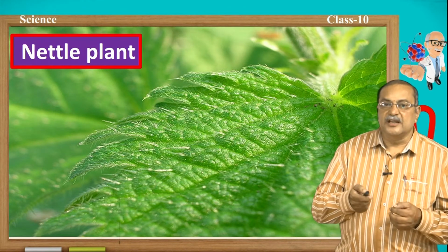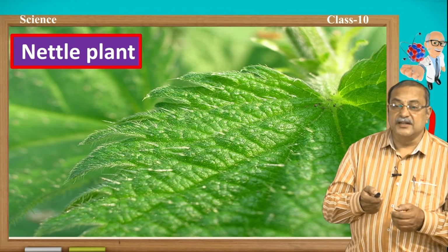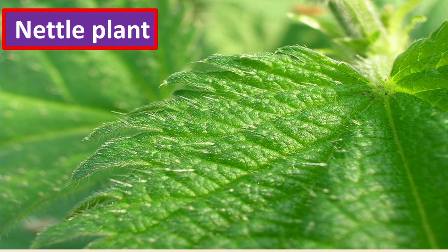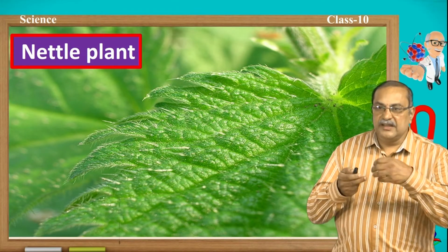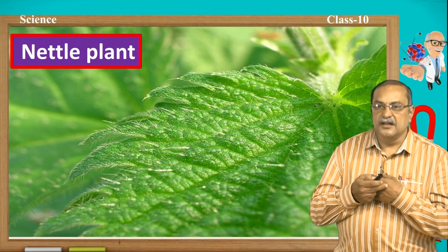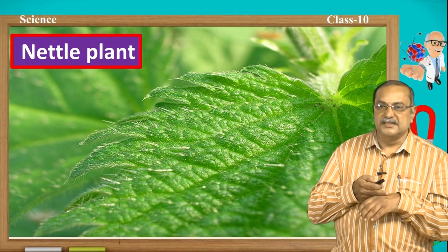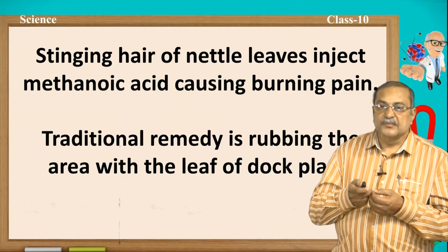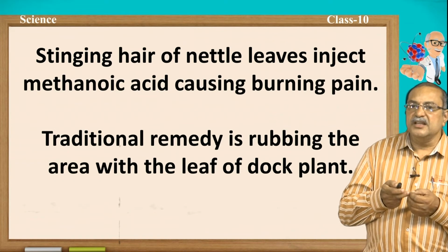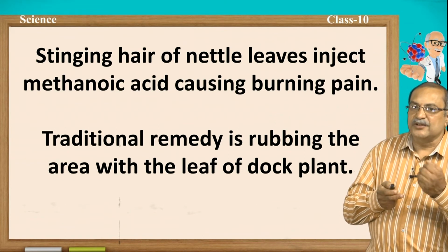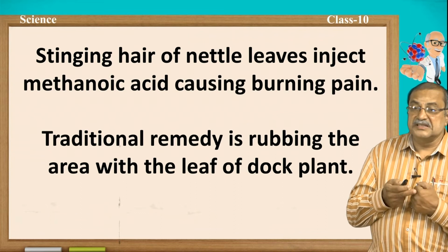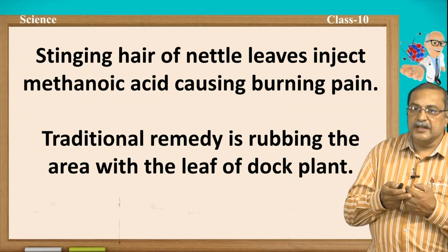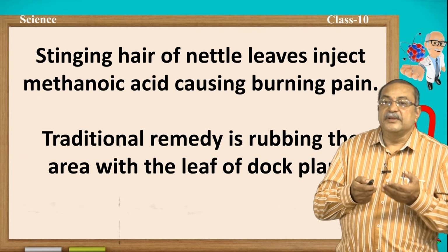Next, you see the nettle plant. See how the needles are hair-like structures protruding out. They have methanoic acid in them. When they come in contact with the skin, they release the acid inside, and once again it causes irritation and pain. So, what relief do we have? The stinging hairs of the nettle leaves inject methanoic acid, causing a burning sensation, which will be way more in this case.